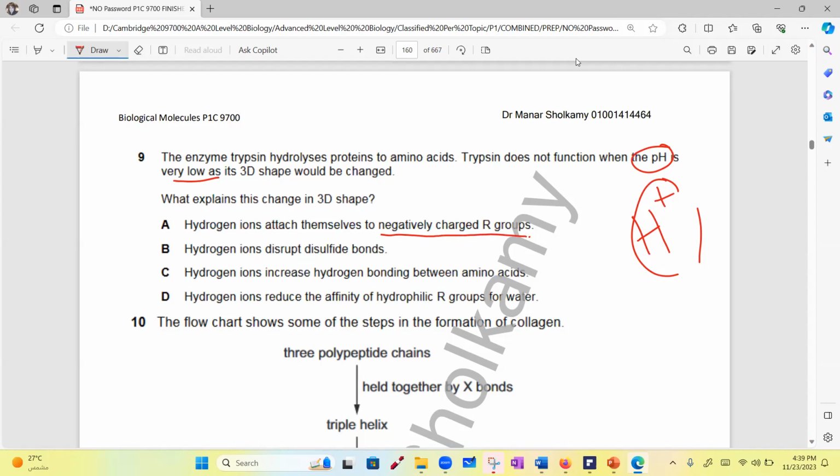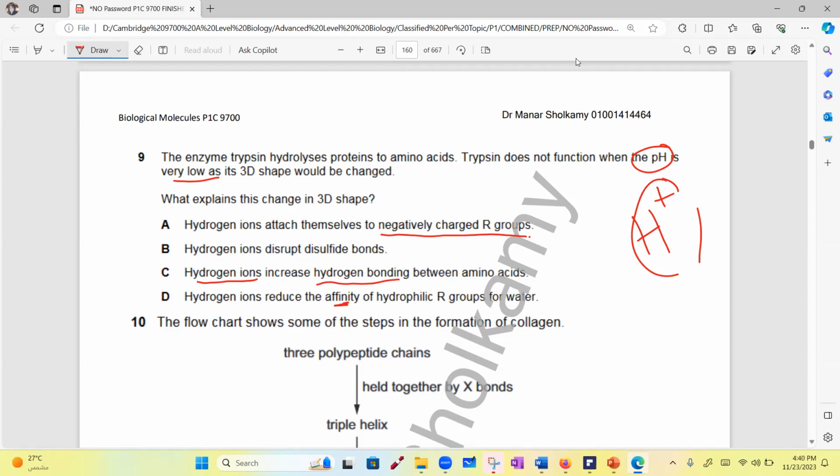Let's read B, okay? I will not ask you if it's correct or wrong. Hydrogen ions disrupt the disulfide bonds. Hydrogen ions increase hydrogen bonding between amino acids. Do hydrogen ions play any role in hydrogen bonding? Hydrogen ions reduce the affinity of hydrophilic R groups for water.